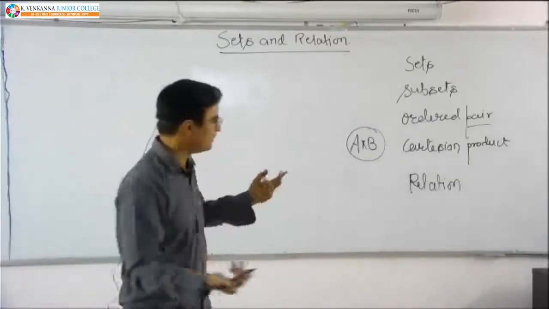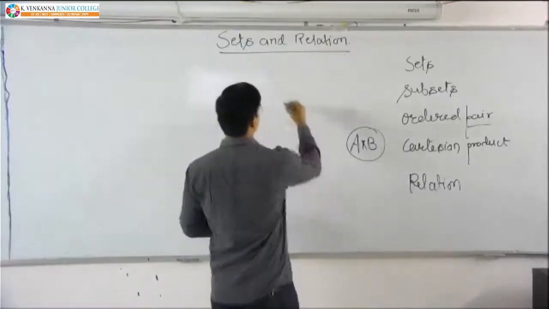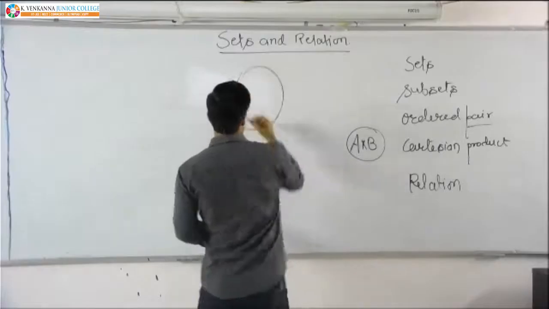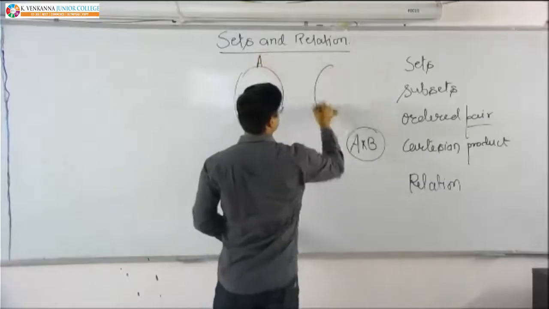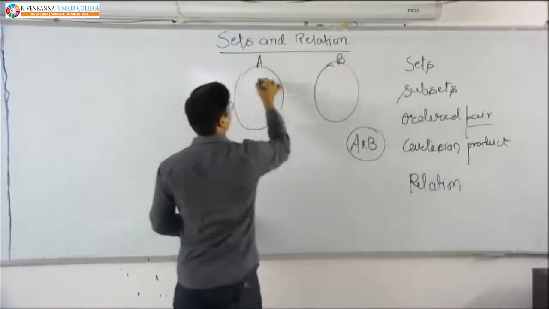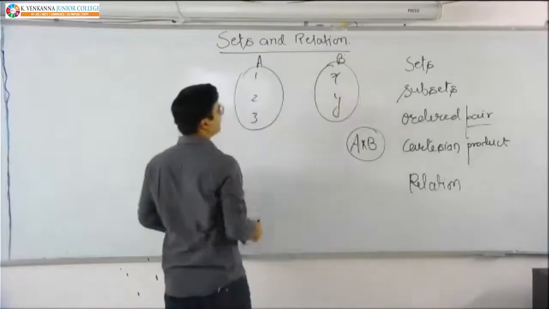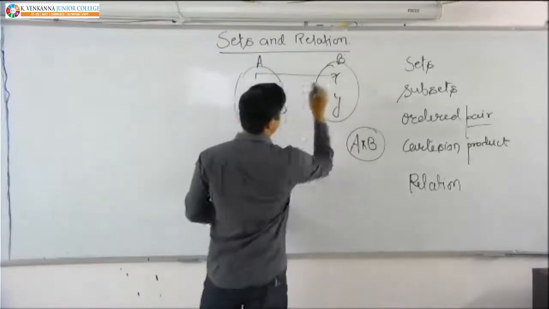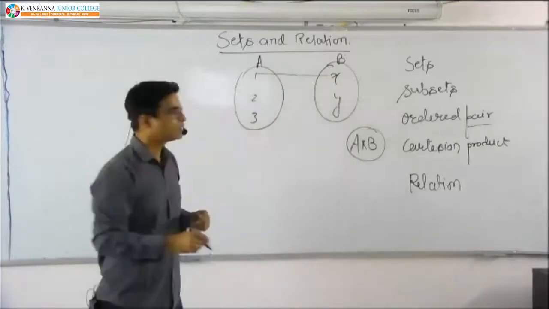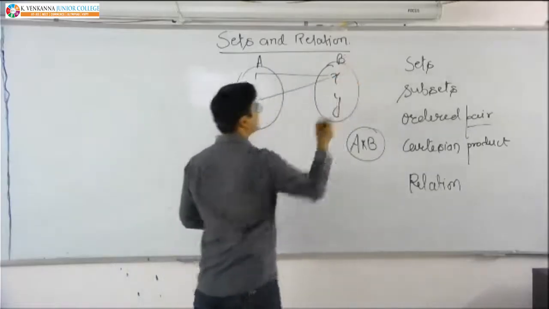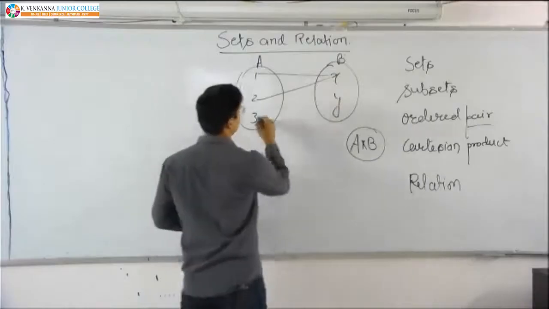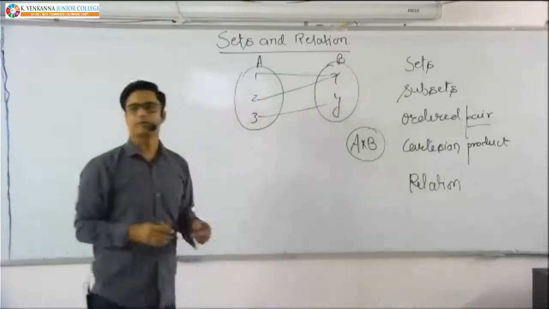And by the diagram also, we try to understand. Let's say this is your set A, this is your set B. Now 1, 2, 3, let's say, and this is your X, Y. Now, if 1 is connected with X, that is a relation. Let's say 2 is also connected with X, that is also a relation.